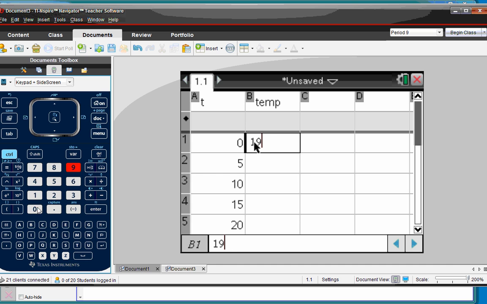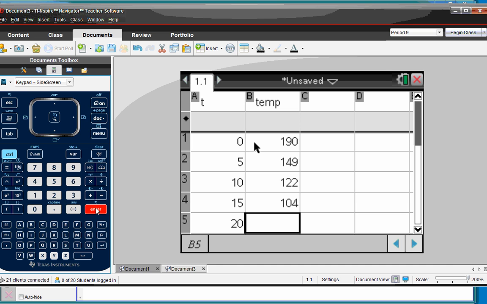And it's 190 degrees at 0 minutes. At 5 minutes, it's 149 degrees. At 10 minutes, it's 122 degrees. And at 15 minutes, it's 104 degrees. And then at 20 minutes, it is 92 degrees. And I'm going to hit enter.